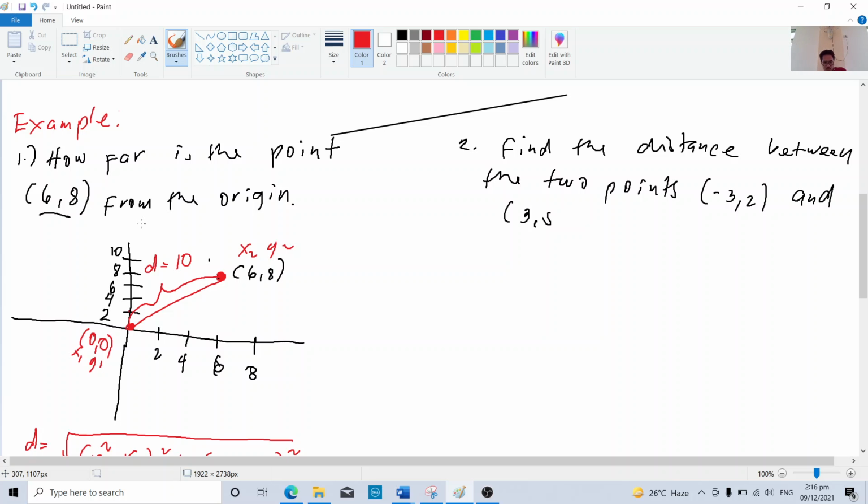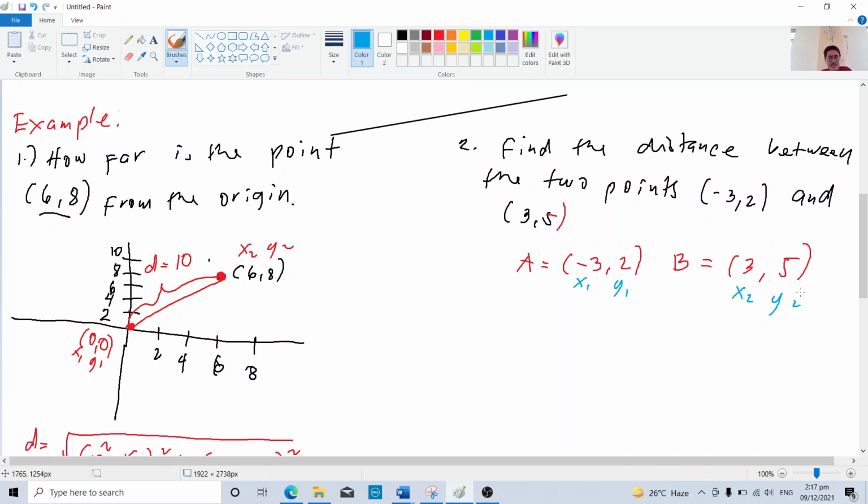For example, number 2. Find the distance between the 2 points: negative 3, comma 2, and 3, comma 5. Ayan. Point A, we have (negative 3, 2), and point B, we have (3, 5). And pangalanan natin na itong A natin is x sub 1, y sub 1, and x sub 2, y sub 2.